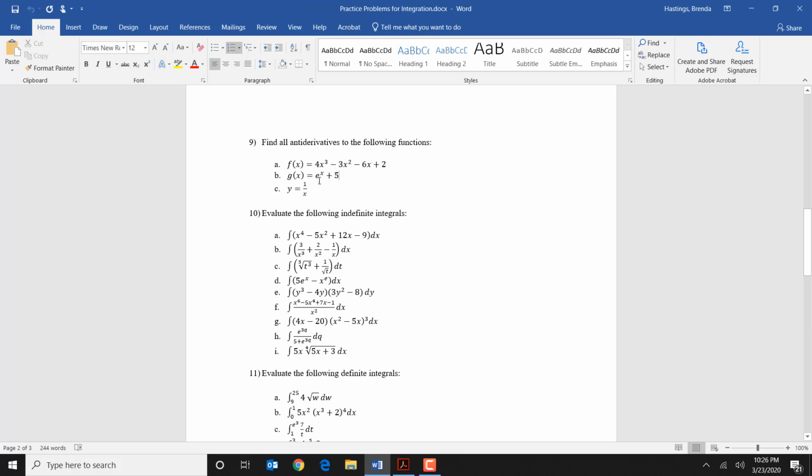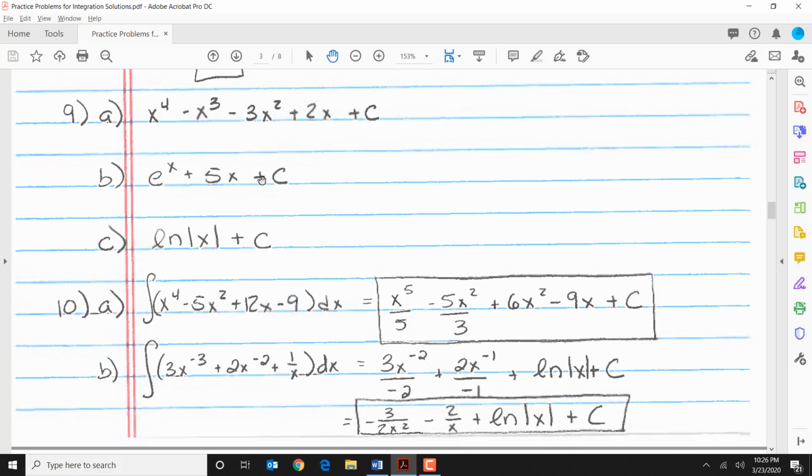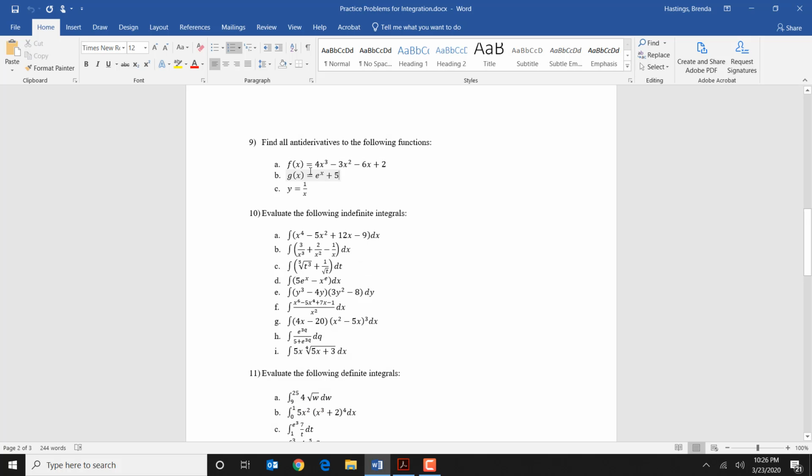What's the antiderivative of e to the x plus 5? In other words, whose derivative is e to the x plus 5? Well, that's going to be e to the x plus 5x plus a constant c. And again, you can check by taking the derivative of this and making sure you get what we started with.